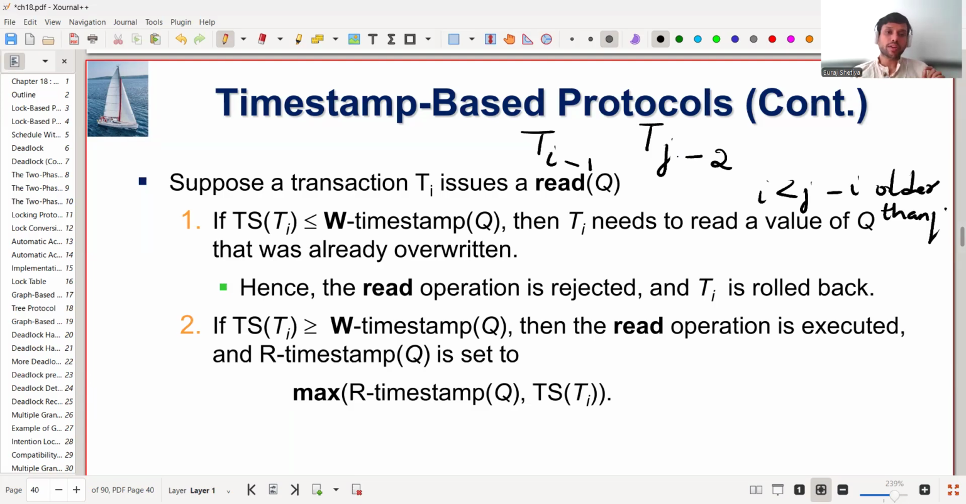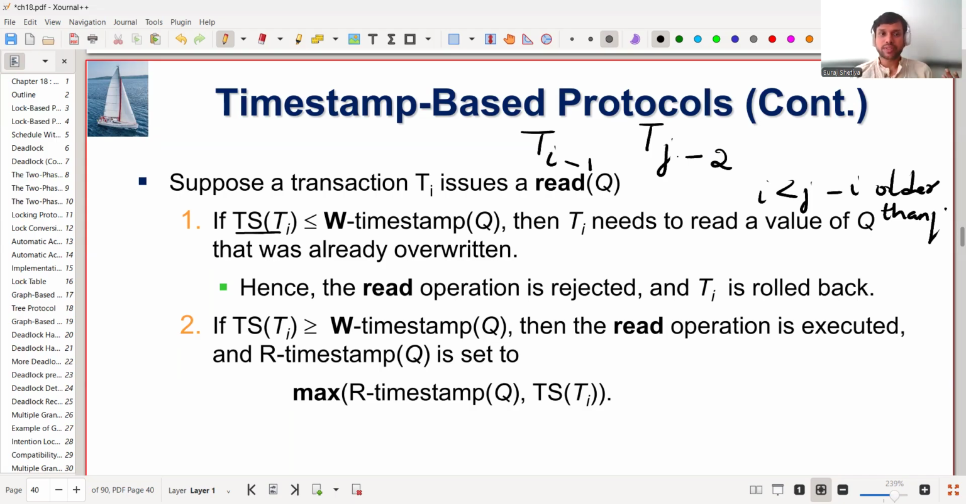So what is the check that we need to do? The check is simple. Because read and write conflict, but read and read don't conflict, we should only be checking with respect to the write timestamp. This TS function stands for the timestamp. Is the timestamp of Ti less than or equal to the write timestamp of Q? That's the question that we are asking.